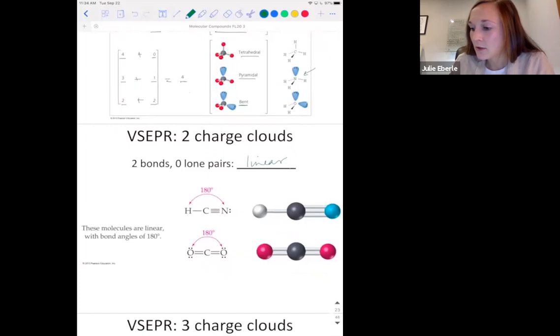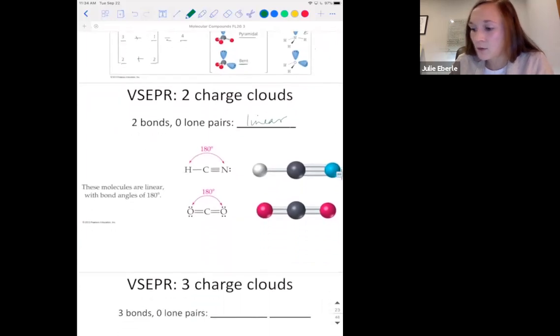2 bonds, 0 lone pairs: linear. Two examples here. CO2 was the one we looked at on the table. And remember, there are lone pairs on the oxygen, but for charge cloud purposes we're only considering lone pairs that are on the central atom. Another great example is HCN, where we have 2 atoms branched off carbon.